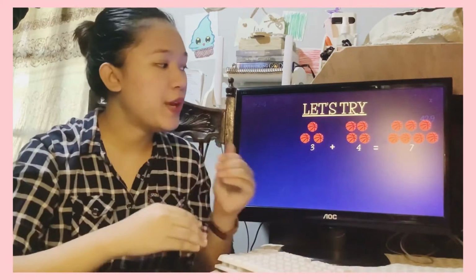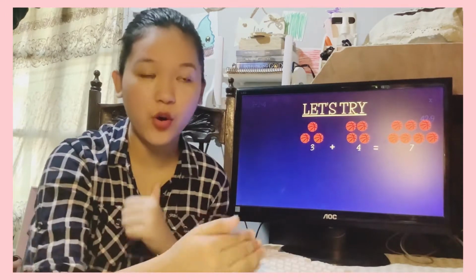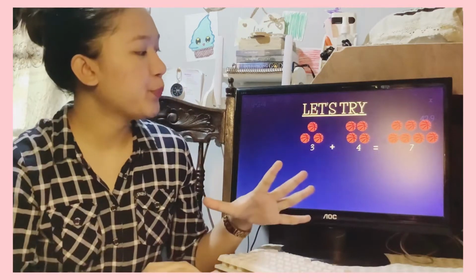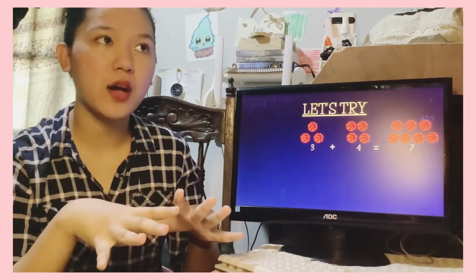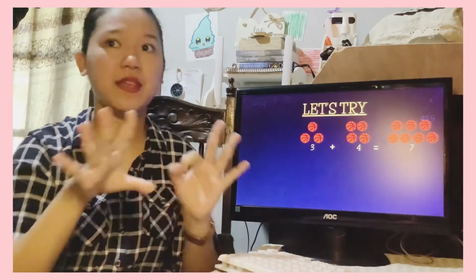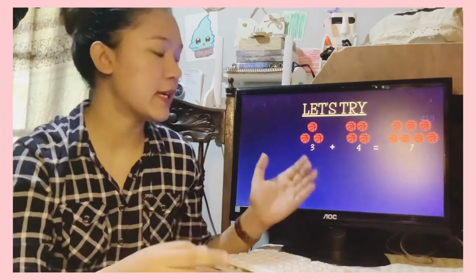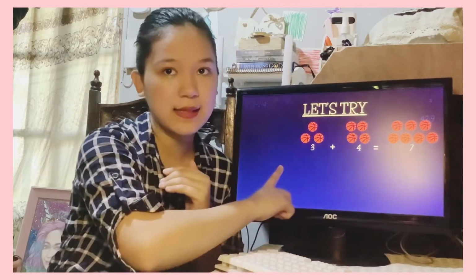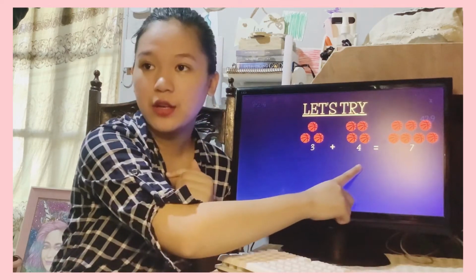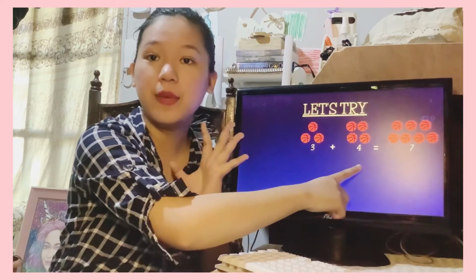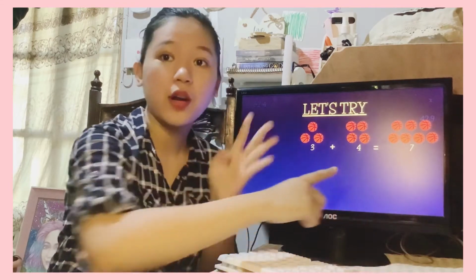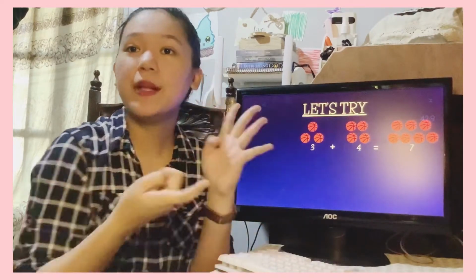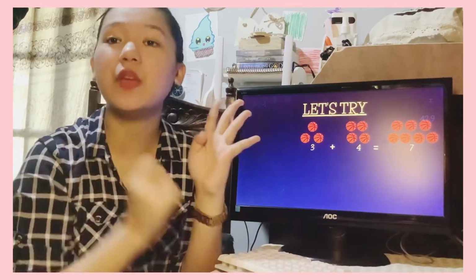Okay. Actually, we have another way of doing addition. Instead of using 3 plus 4 and just adding them up, we will do it like this. You will find the greater number between the two addends. Which is the greater? The big number is 4, and our smallest number is 3. So you will just add them using your fingers.